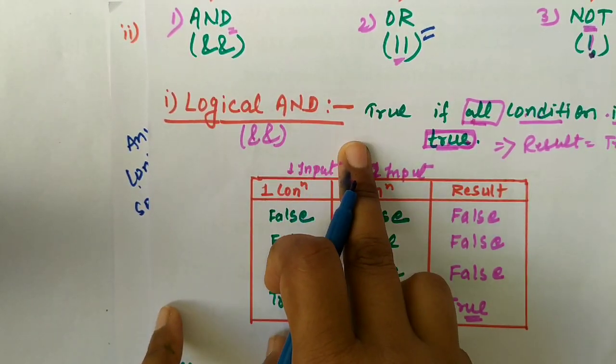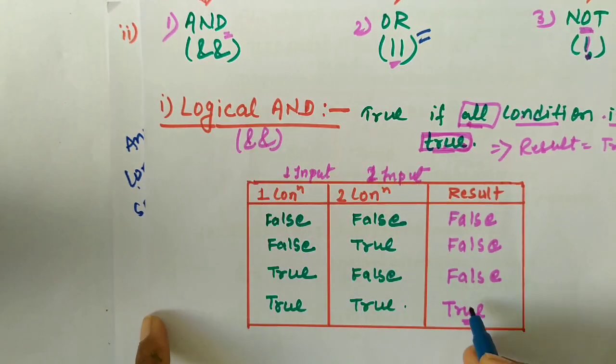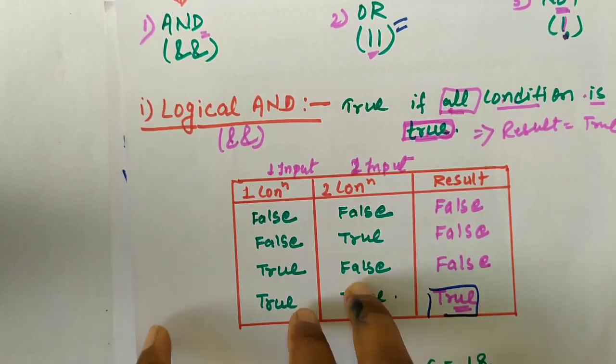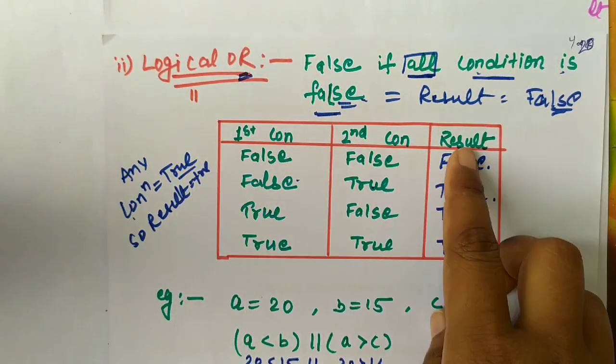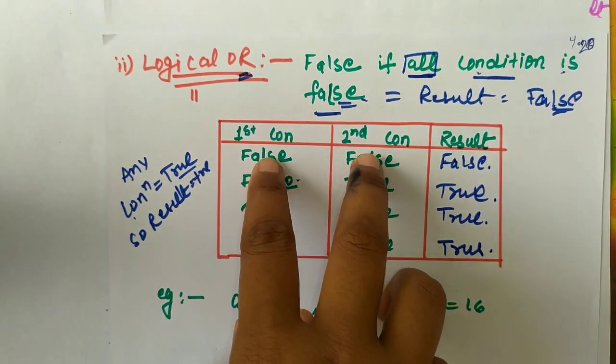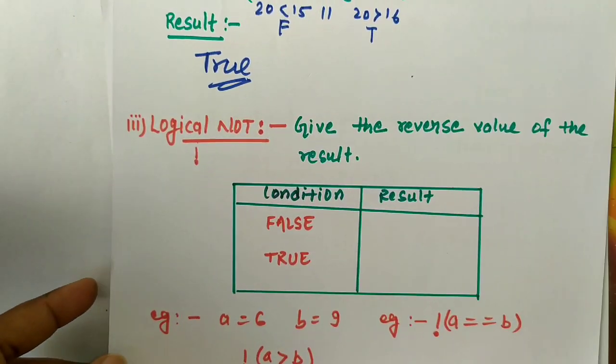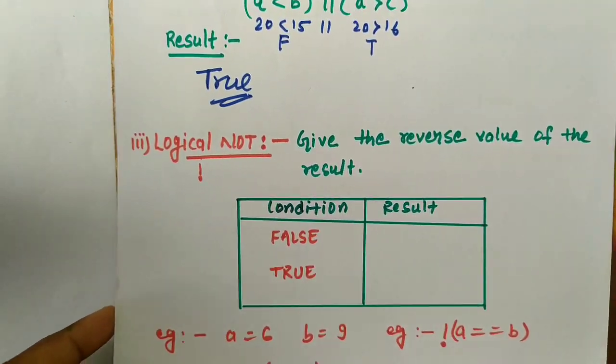What is the logical AND? It means it is compulsory for both inputs to be true to get a true value. But for logical OR, to get a false value, it is compulsory that both are false. And the next, logical NOT, is opposite to the OR and AND.